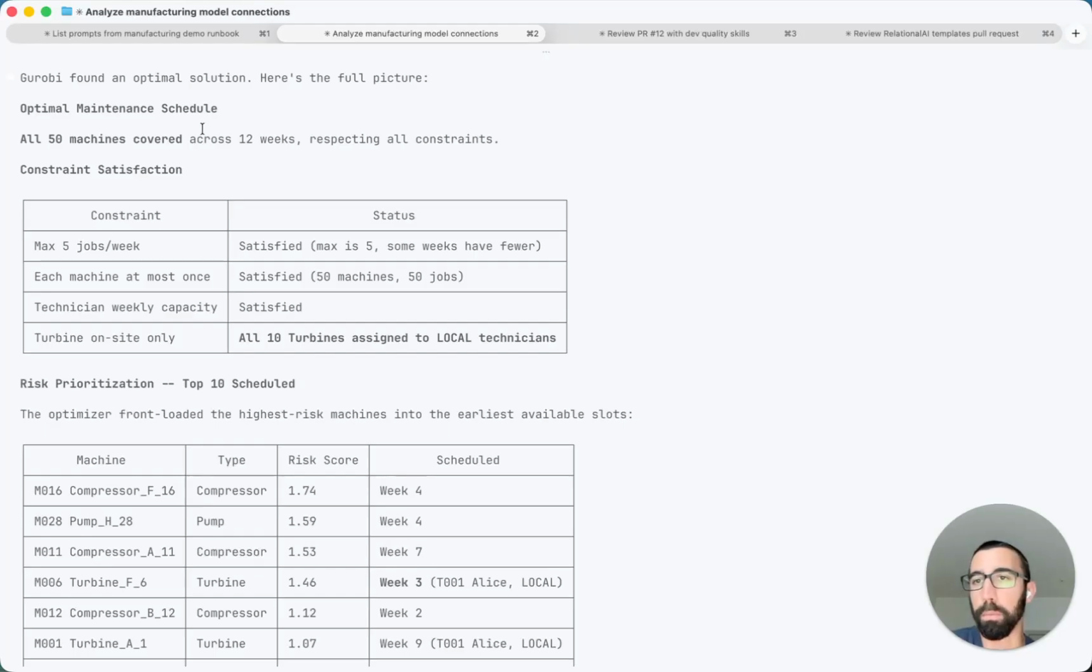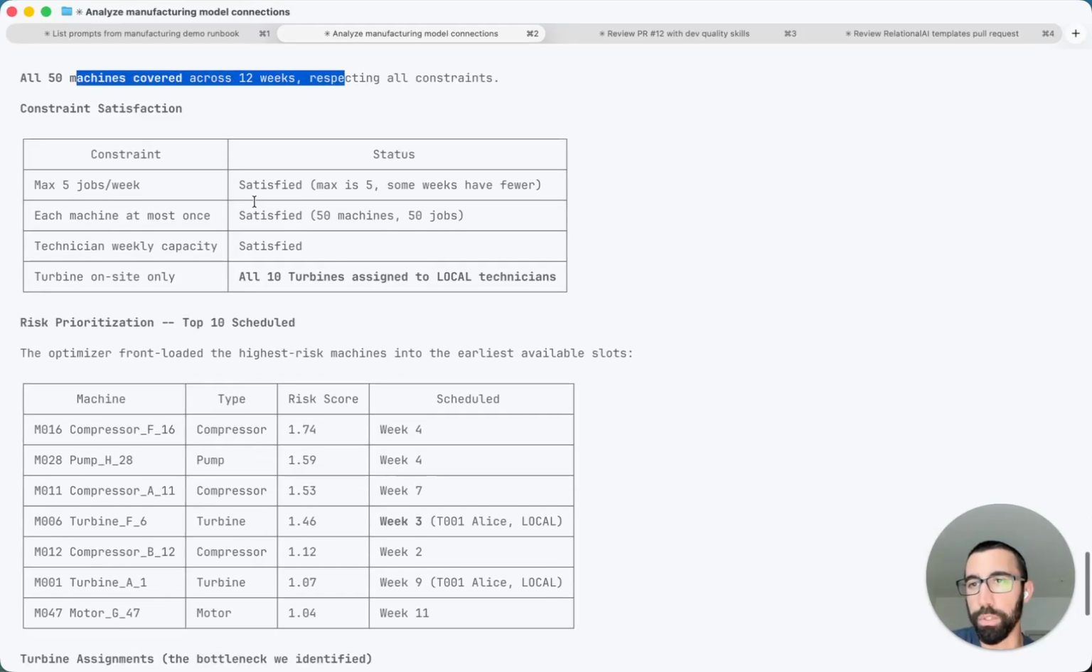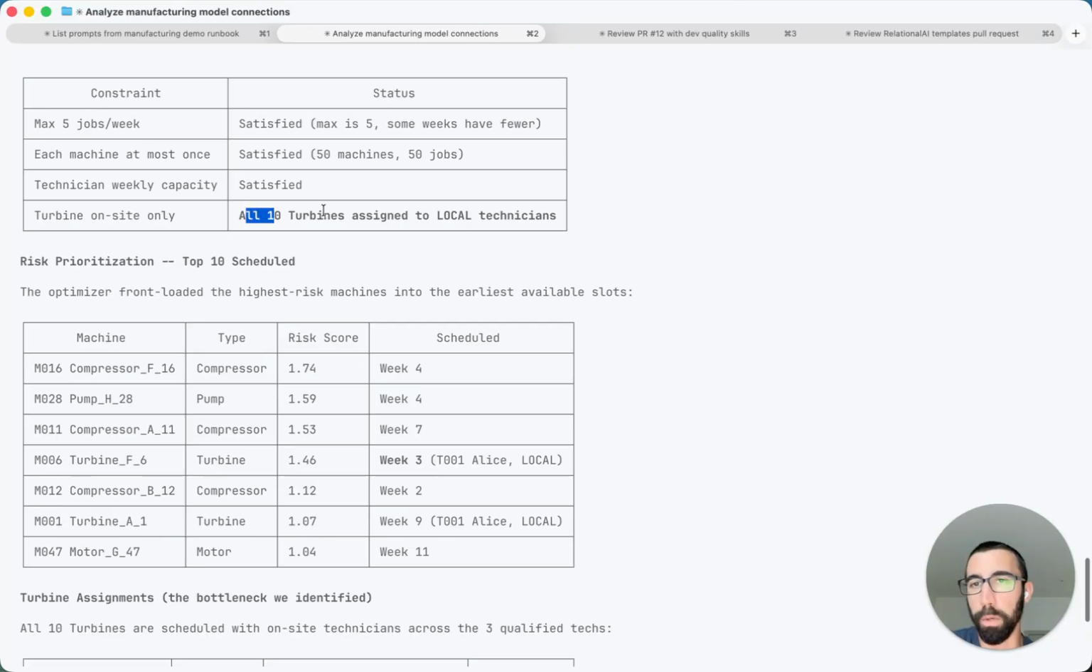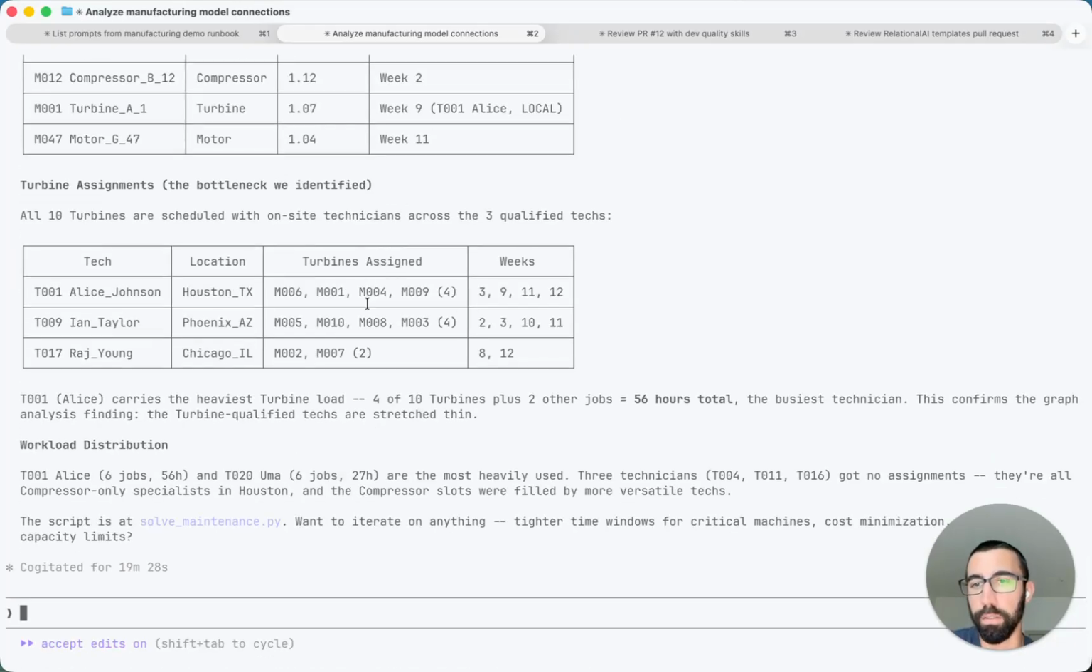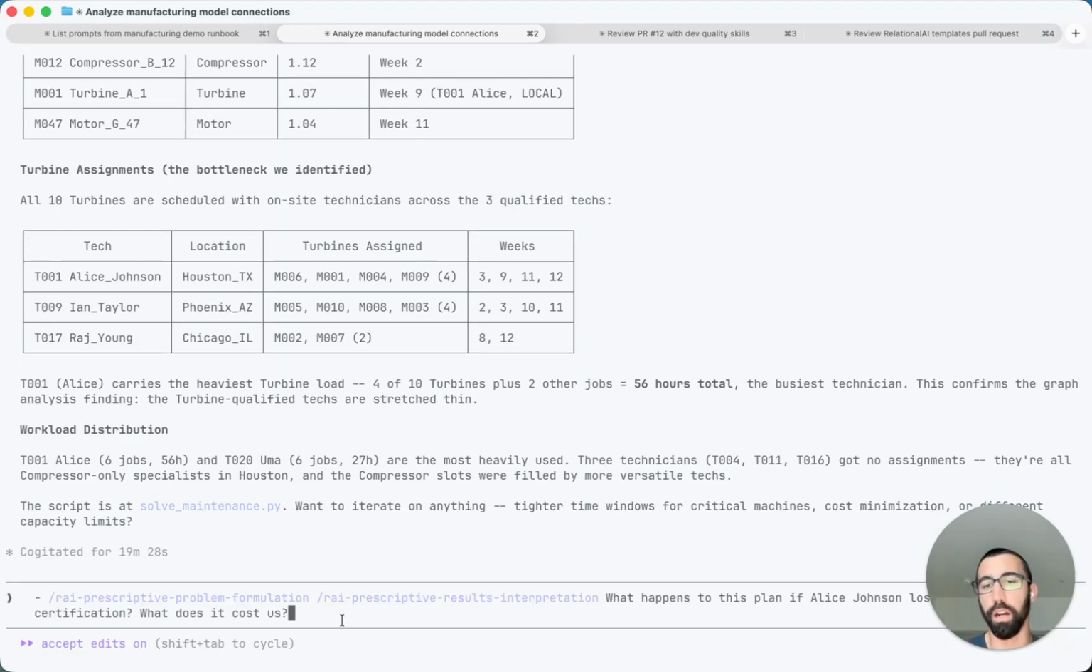We found an optimal maintenance schedule. We can cover all the machines. All the turbines are assigned to local technicians, and the full assignments. You can see which technician carries the heaviest load. But what if that technician is not available?